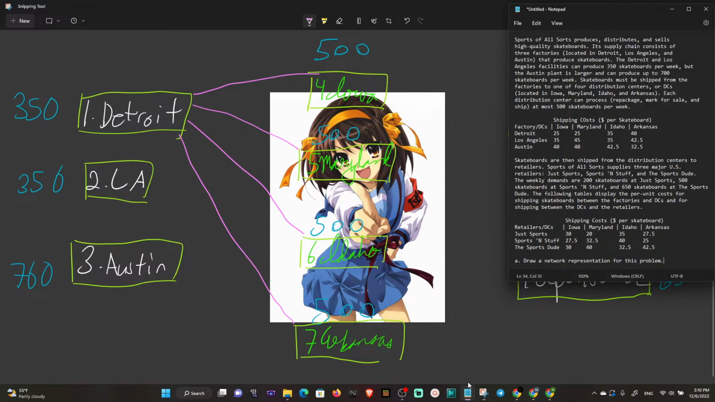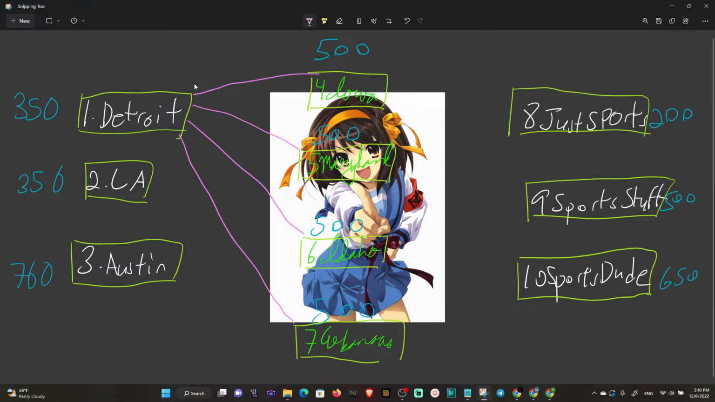And then this table will be 25, 25, 35, and 40. So it'll be 25, 25, 35, and 40. Why do my 4s look like 9s whenever I draw them? I have no idea.